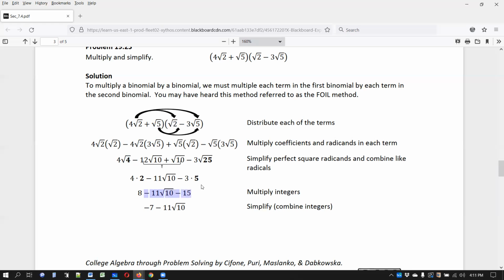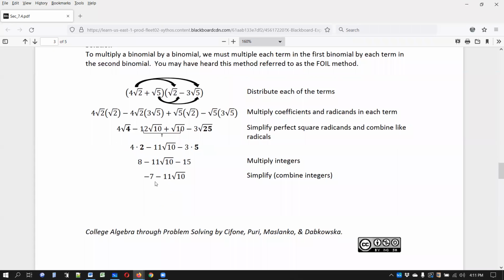At this point, we combine the 8 and the minus 5, where we get negative 7, and this expression remains the same. We cannot simplify further. Now, it is very important that you remember at this point that the minus 7 and minus 11 cannot be combined. These are not just regular numbers because the 11 is attached to radical 10. Okay, so do not fall into the mistake of doing minus 7 minus 11. It's a common mistake. Don't do it.